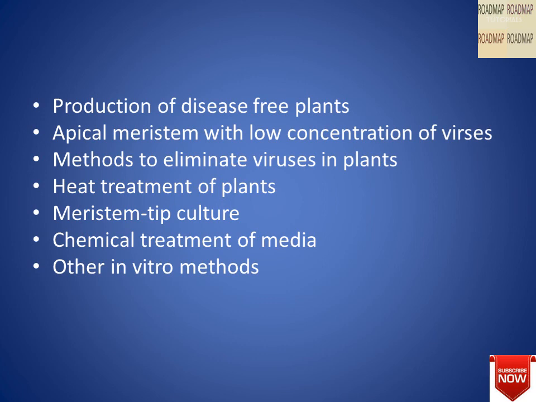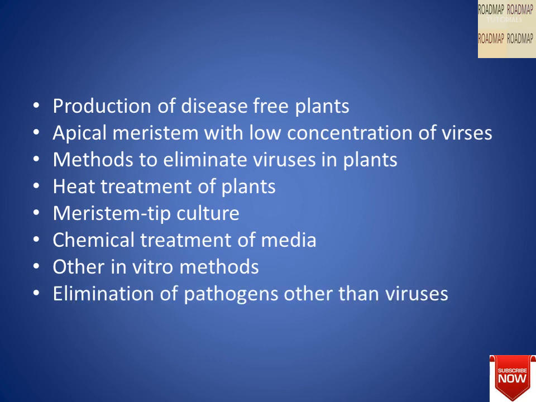So there are a few other methods, such as the elimination of pathogens other than viruses. Now, besides the elimination of viruses, meristem tip culture and callus culture are also used for the eradication of bacteria, fungi, and mycoplasma. Examples such as the fungus Fusarium roseum have been successfully eliminated through meristem cultures from carnation plants. There are certain bacteria that can also be eradicated from carnation plants by using meristem culture. So these are a few examples of pathogen elimination other than viruses.